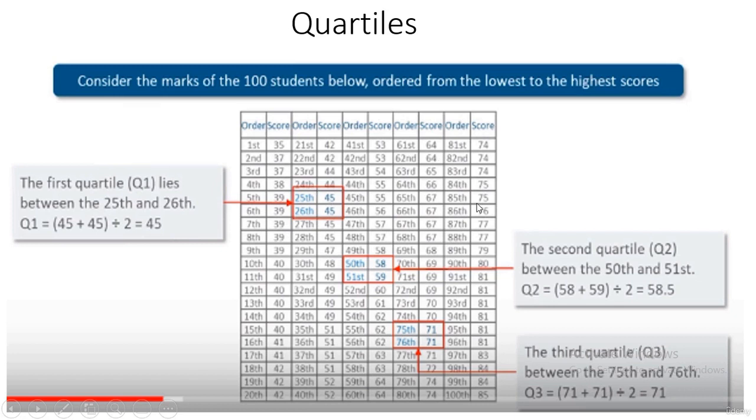There are a total of 100 students. Quartile 2 is between the 50th and 51st. So we take the scores of the 50th and 51st, which are 58 and 59, divided by 2 is 58.5. Similarly, quartile 3 lies between the 75th and the 76th, which is 71 plus 71 divided by 2, equal to 71. So this is the way we calculate quartile 1, quartile 2 and quartile 3.